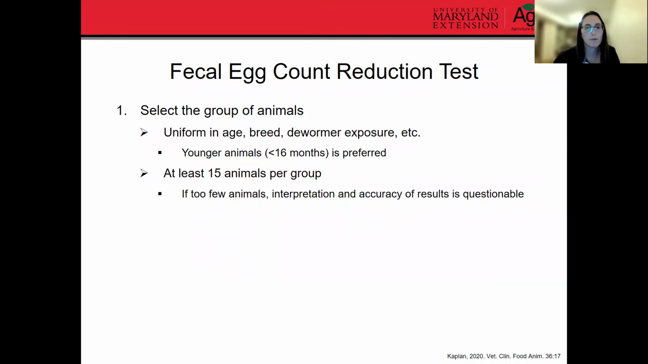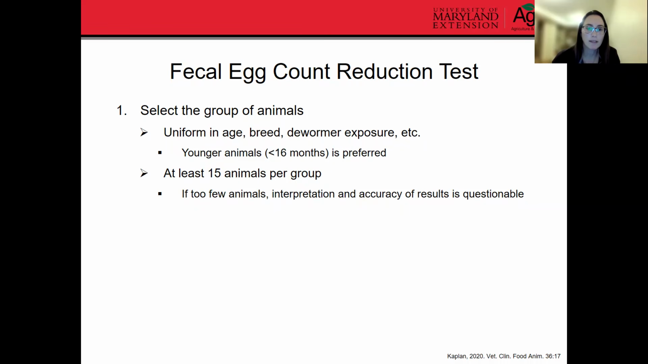So the first step in performing a fecal egg count reduction test is to select the group of animals that you're going to test. Ideally, you want to choose a fairly uniform group of animals on the farm to test. So you want them to be a similar age, that's the big one, similar pasture conditions, similar dewormer exposure, et cetera, et cetera. Because I mentioned there's so many other variables that can affect parasite load, we want the animals to be as similar as possible to minimize that variation in our test.